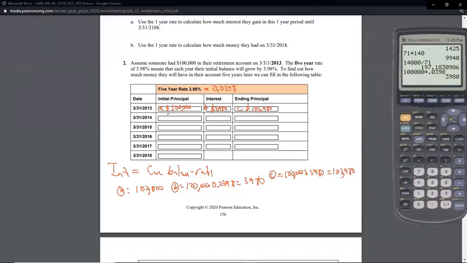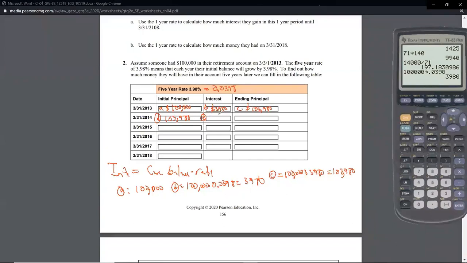So the initial principal here is the same as the ending principal here. Again, going back to the beginning of the semester, this is something we talked about with Excel, where we can link a new balance to an old balance by just going equals and then whatever this cell reference was. But we're not using Excel here, so this is just the same thing of $103,980. So that would be block D, and I'm not even going to write that down there. My block E here is our interest.